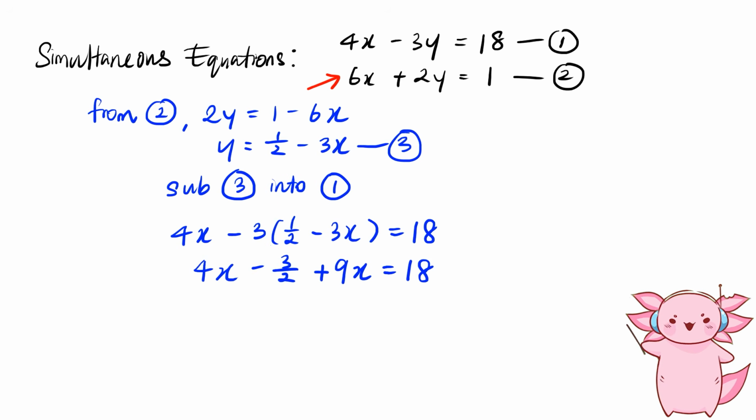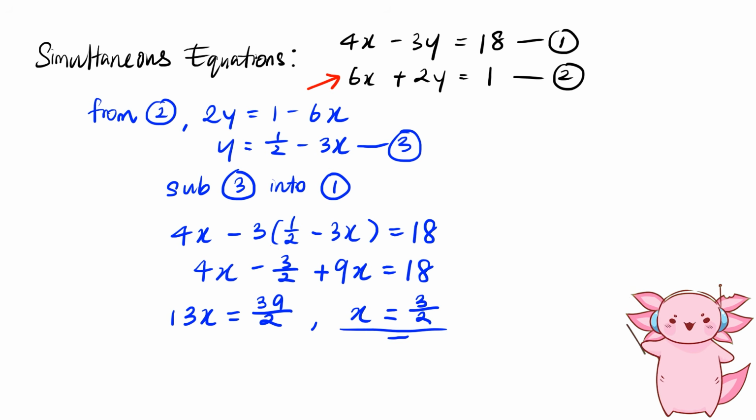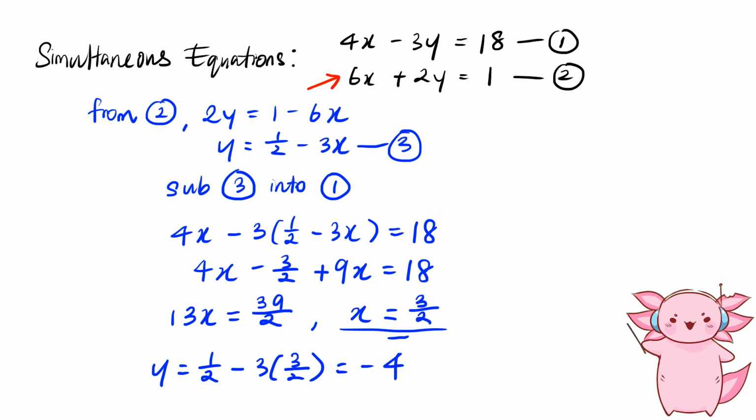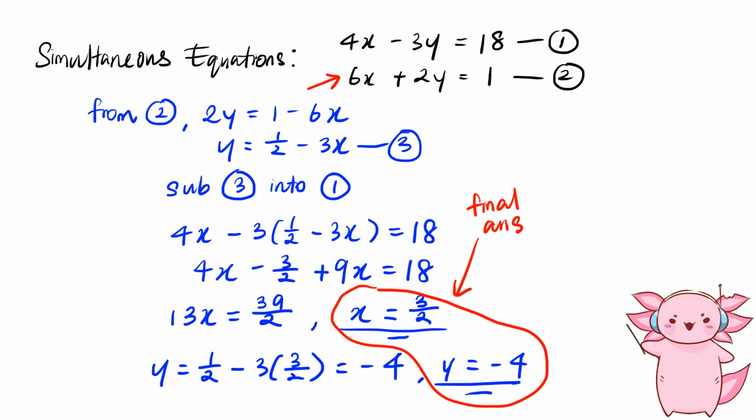After doing some expansion and simplifying to solve for x, we get the value of x is equals to 3 over 2. In order to solve for y, we can actually take this x is equals to 3 over 2 and put it inside equation 3 to get the value of y is equals to minus 4. And this x and y values here is our final answer.